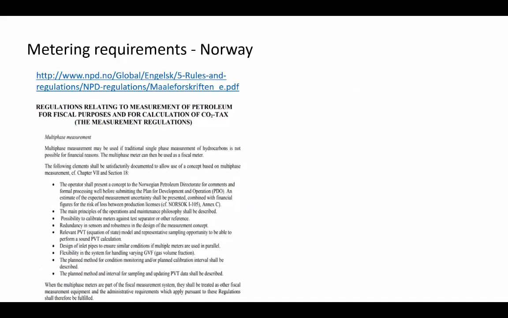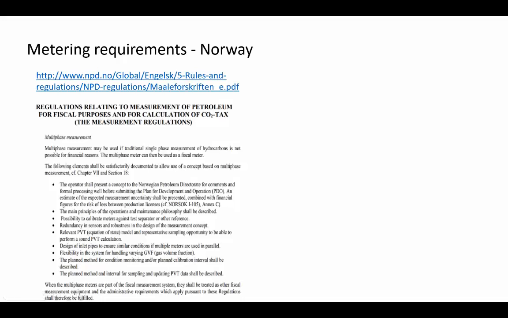While for Norway, you have a different arrangement. In Norway they say, for fiscal purposes, measurement of petroleum for fiscal purposes, and it says here: multi-phase measurement may be used if traditional single-phase measurement of hydrocarbon is not possible for financial reasons. The multi-phase meter then can be used as a fiscal meter.